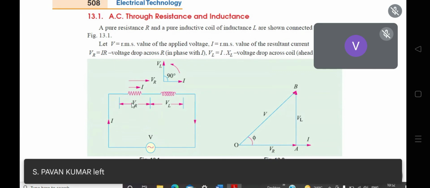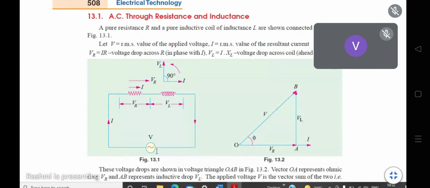So what is the addition of these two? That is the supply voltage. If we add these two voltages in vector form, that is V, the voltage we have supplied to this circuit. So V is equal to VR plus VL in vector form.